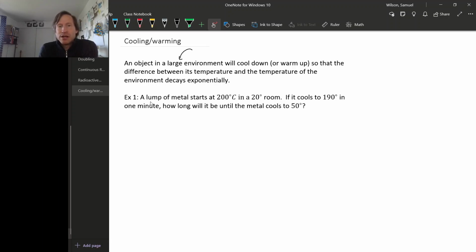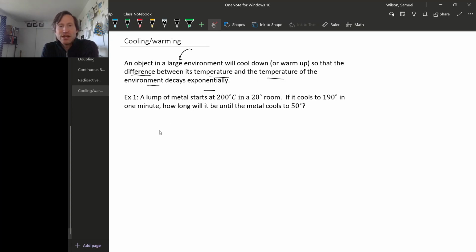So for example, suppose that a lump of metal starts at 200 degrees Celsius in a 20-degree room. If the metal cools down to 190 degrees in 1 minute, how long will it be until the metal cools to 50 degrees? Maybe we want to wait until it's 50 degrees so that we can pick it up and not burn ourselves.